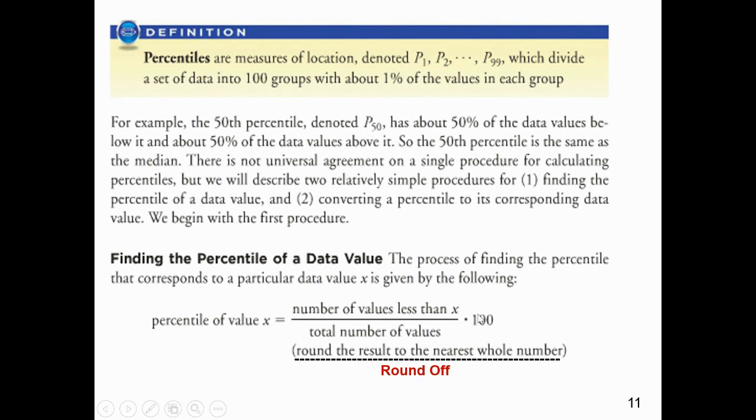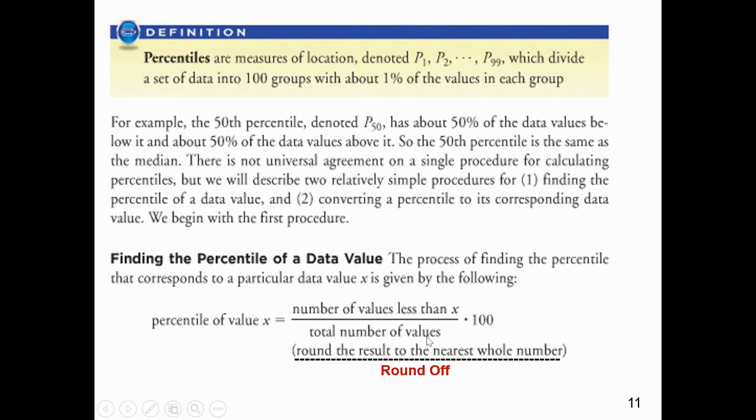Going back to the previous example, there were 16 people in that class shorter than you. There's a total of 20 people. 16 is the numerator and 20 is the denominator, which came out to be 0.80 times 100, the 80th percentile. Notice when you're doing your calculations, you're rounding off.